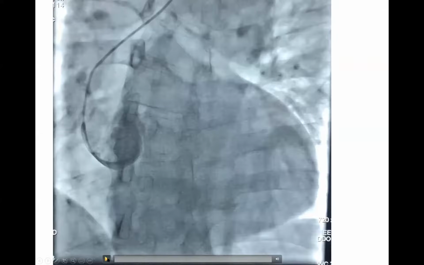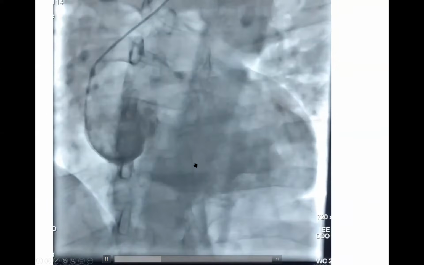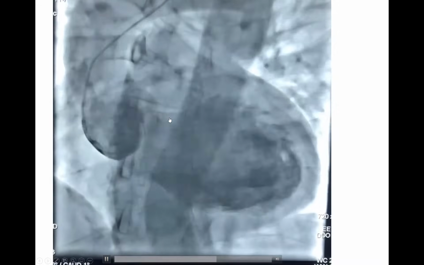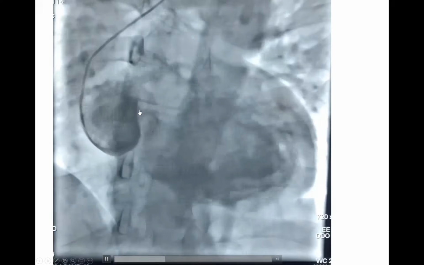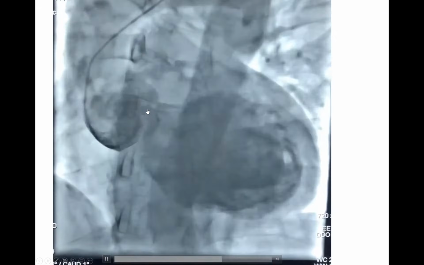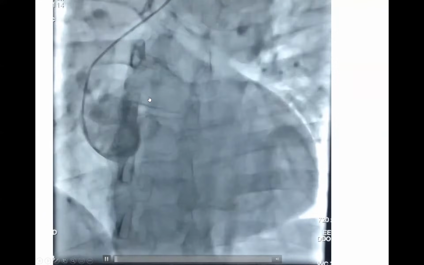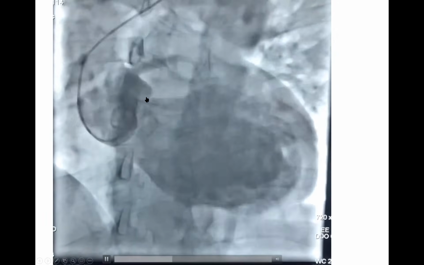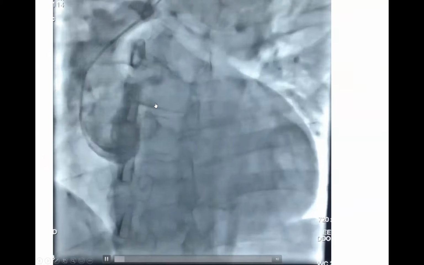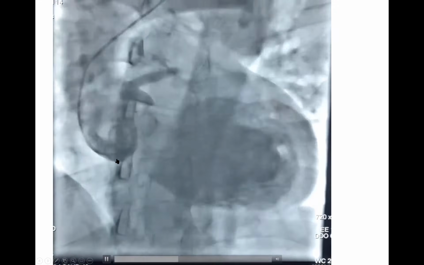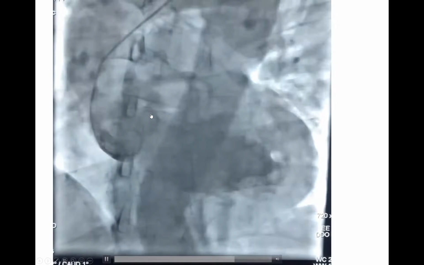Another thing to notice here, this is a bicuspid valve. Interestingly, this is again an LAO view. Normally you see the right cusp and left cusp. Here, those right and left cusps are stuck together. There is nothing moving here. You see the right and left curvature. It's hard to appreciate, but the jet is coming more posteriorly.